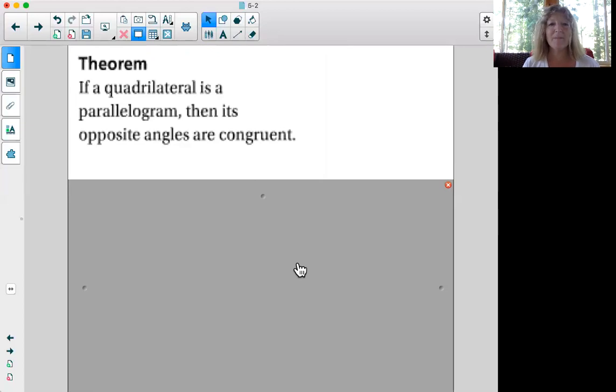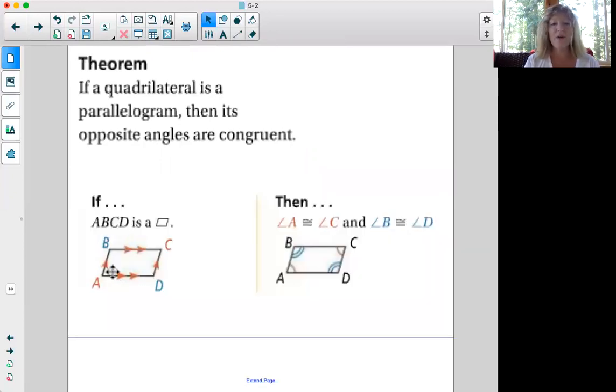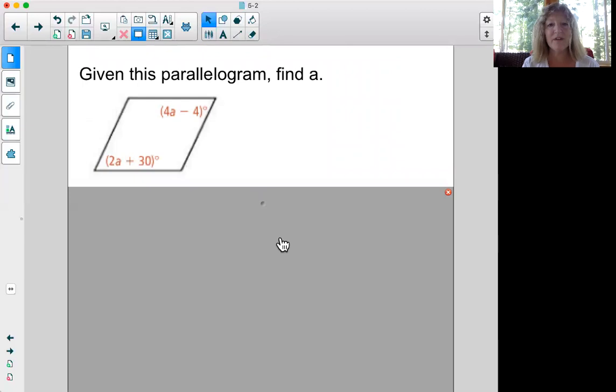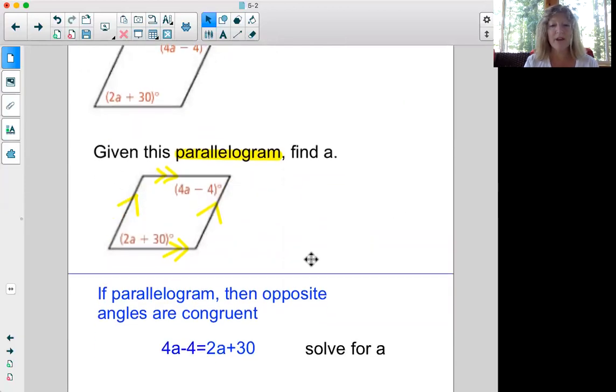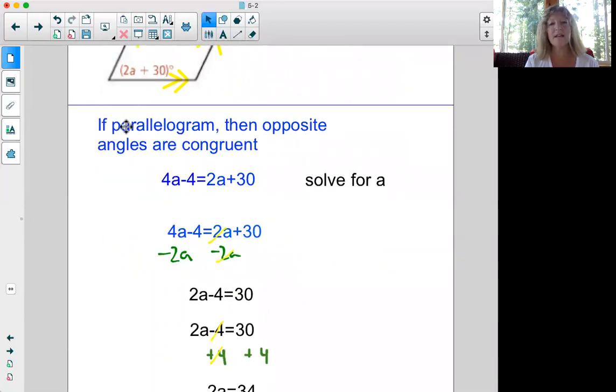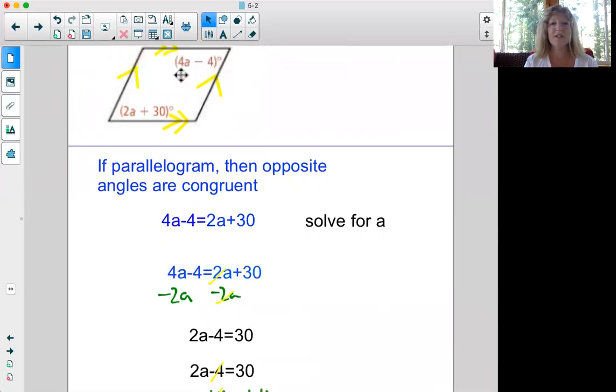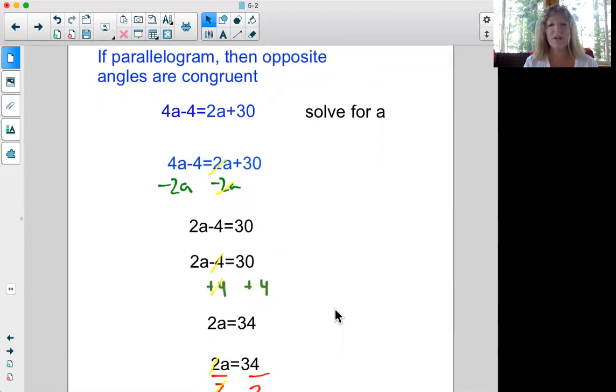Next theorem for parallelograms. If a quadrilateral is a parallelogram, then the opposite angles are congruent. And so if you know you have a parallelogram, both pairs of opposite angles will be congruent. So A and C are congruent and B and D in this diagram. So pause, use that theorem to find A. We're given it's a parallelogram, so we can mark our diagram, and then we can use our theorem that says if it's a parallelogram, then opposite angles are congruent. So those two algebraic expressions have to be equal. We can set them equal and solve for A.